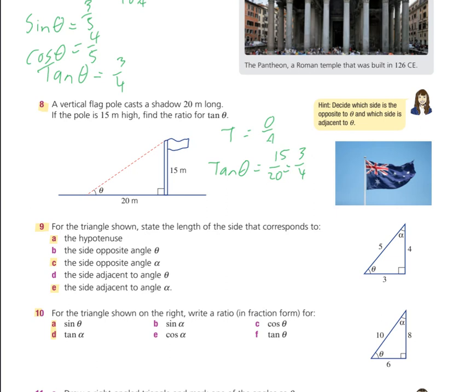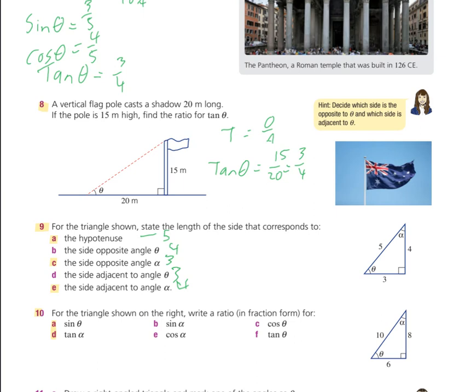The triangle shown, state the length of the side that corresponds to the hypotenuse. The hypotenuse is 5, opposite the right angle. The side opposite angle theta is going to be 4. The side opposite angle alpha is 3. That's my adjacent side, the side adjacent to angle theta. If this is theta and that's opposite, the 4, the adjacent one to theta will be 3. And for the side adjacent to this one, the opposite will be 3, but adjacent to it will be 4. You've got to be careful where the angle is. That changes what is opposite and what is adjacent.